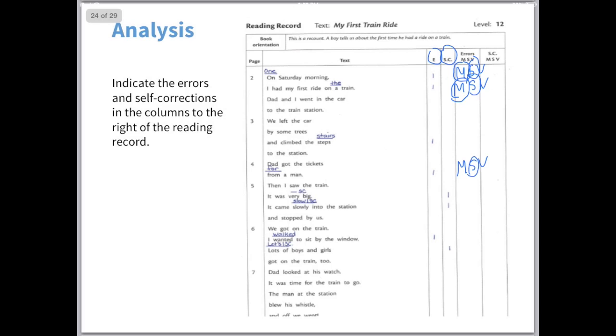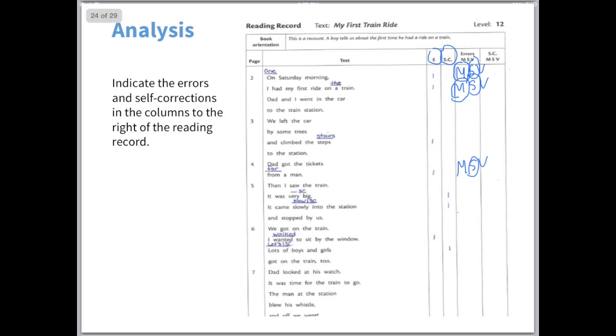Do this for all of the errors. You may start to notice a pattern. If all of the errors are the same type, then that would tell you what help the student needs. For self-corrections, first you need to analyze the error. Once you've done that, you write M, S, and V in the self-correction column. Readers who self-correct are monitoring their reading and they realize something was not quite right. They use the extra information to correct the error.